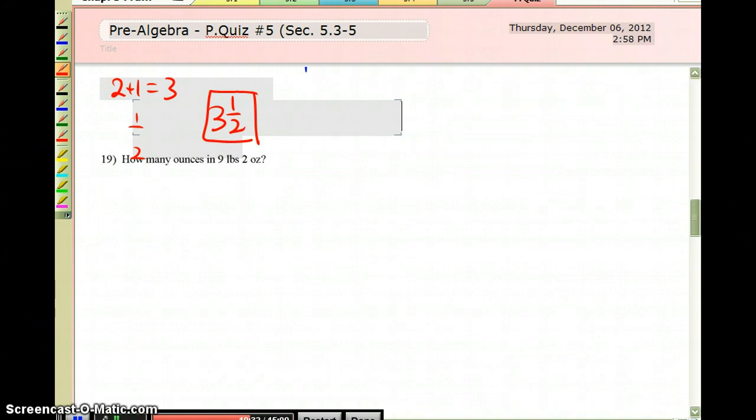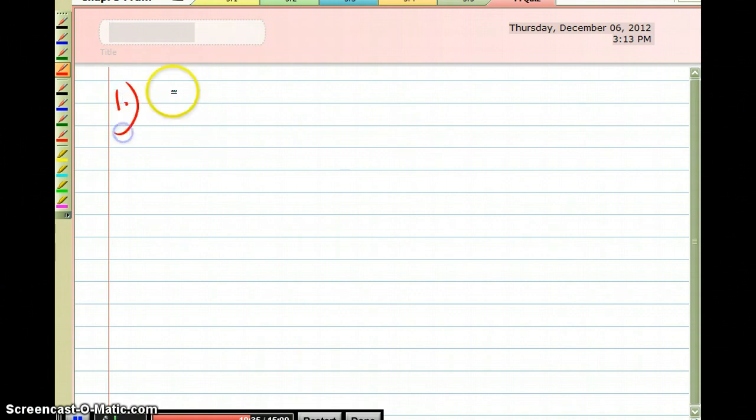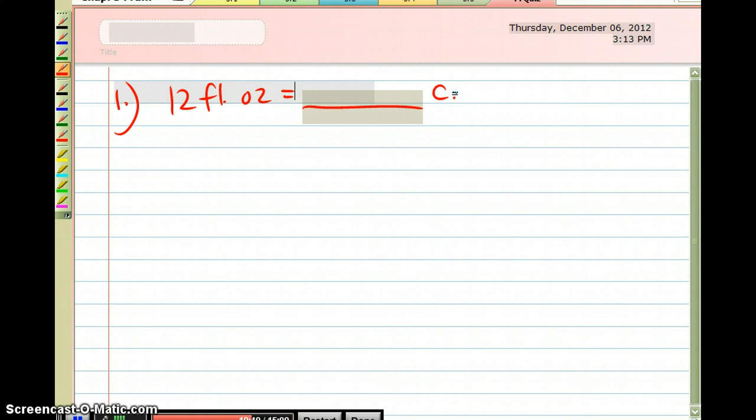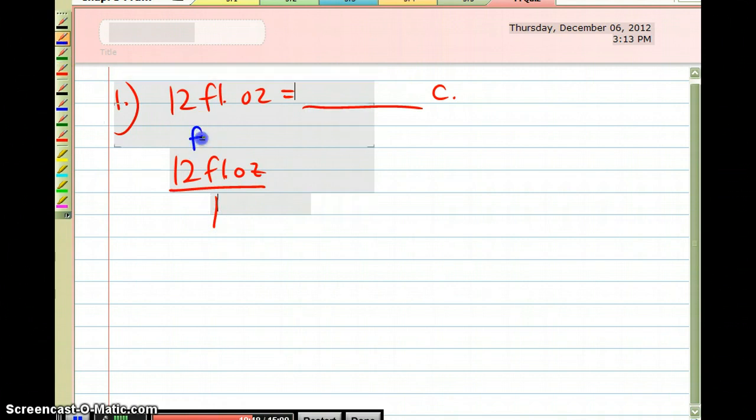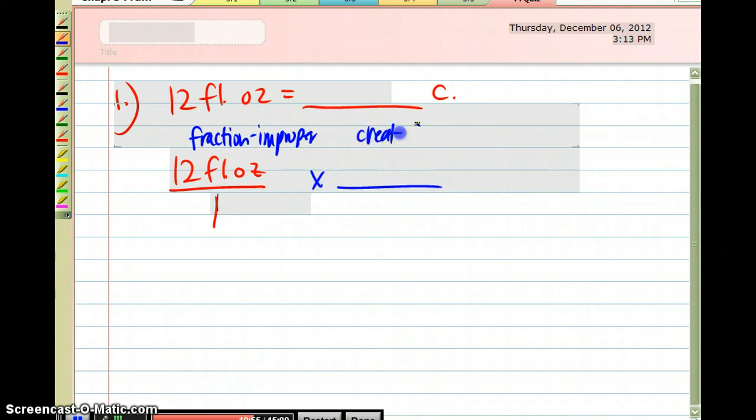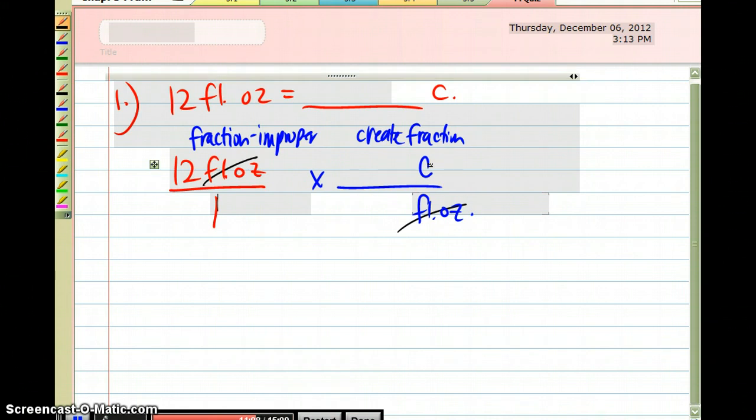On the bottom of the worksheet, what we have is number 1, 12 fluid ounces is equal to blank cups. I'm only going to do a few questions from here. I start with 12 fluid ounces and put that over 1. I start with a fraction, making sure that it's improper. I create the second fraction, and that second fraction will have cups in the numerator, fluid ounces in the denominator. Remember that the fluid ounces cancel out, giving me my final answer, which should be in cups.